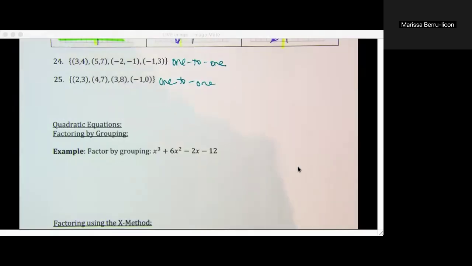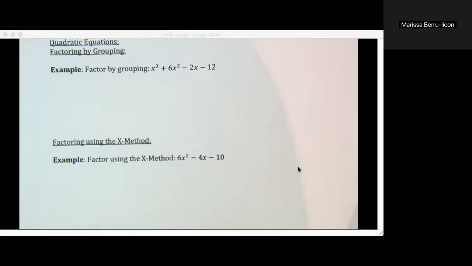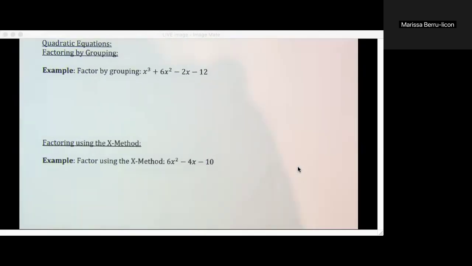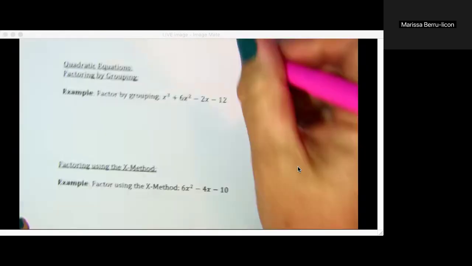All right, so this next section is going to get us into factoring. And we are going to look at a couple different methods for factoring. The first one we're going to look at is factoring by grouping. But before I get into that, one of the things that I want to make sure that you do every single time you factor is to always pull out the GCF first.